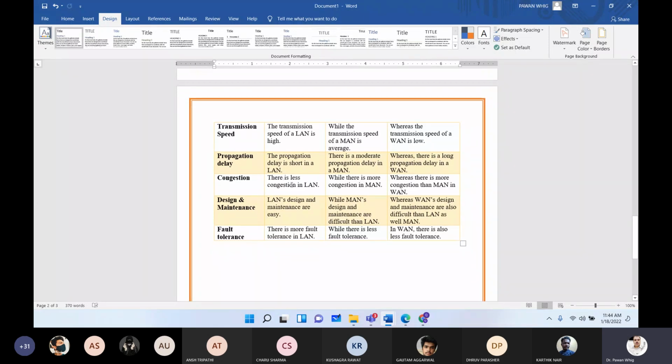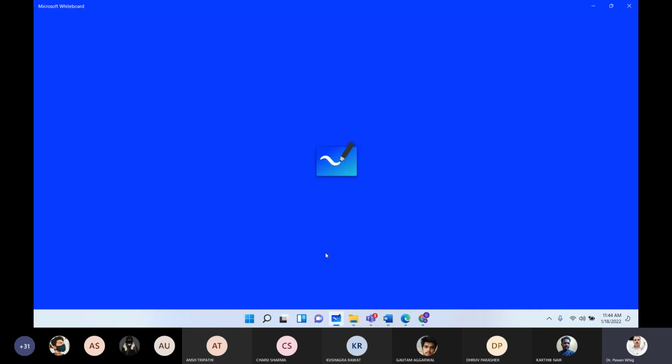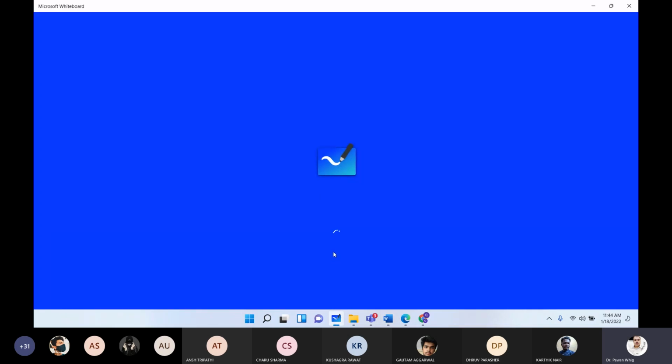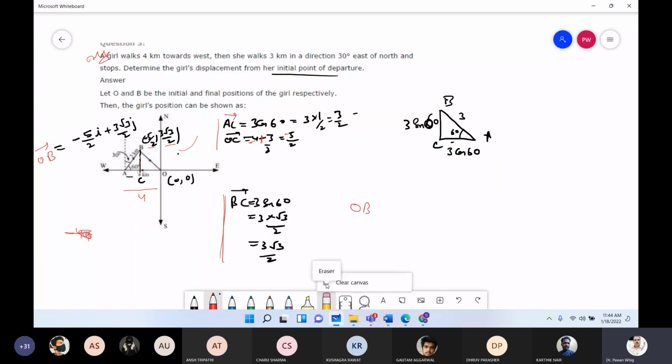And then congestion. Congestion means heavy traffic. There is less congestion in the LAN, a bit more in MAN, and it is maximum in the WAN. And design and maintenance: LAN design and maintenance are easy, while MAN is harder, and WAN design and maintenance is more difficult. Fault tolerance: there is more fault tolerance in LAN, while there is less fault tolerance in MAN, and in WAN there is also less fault tolerance.